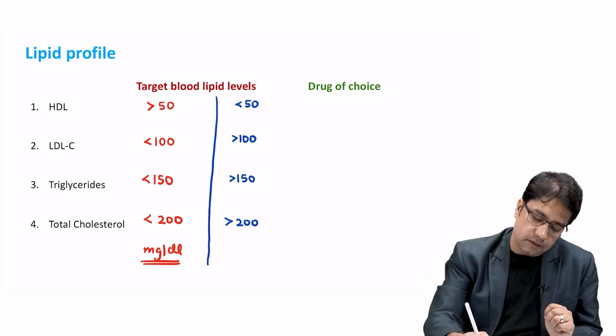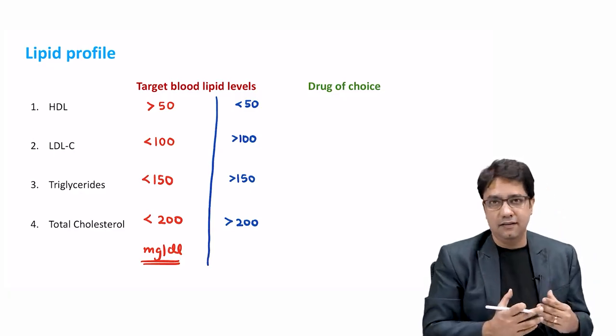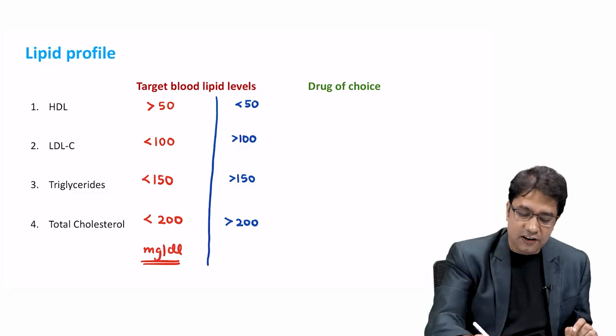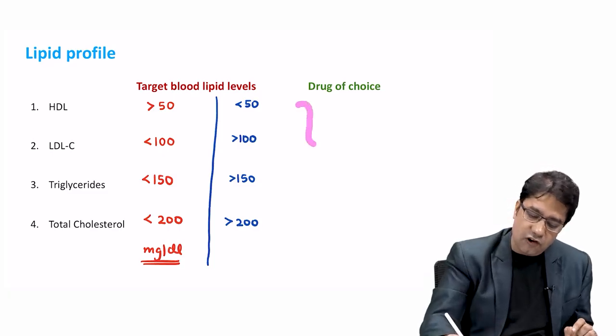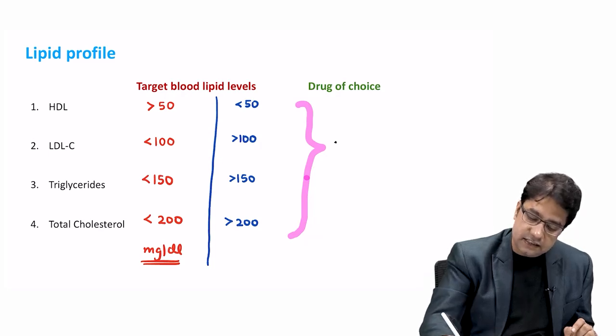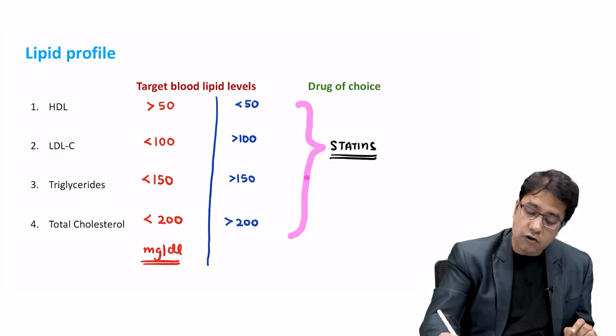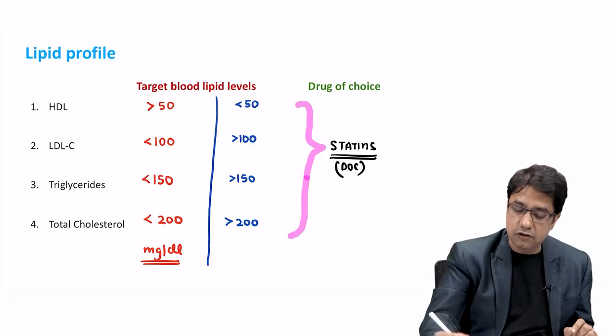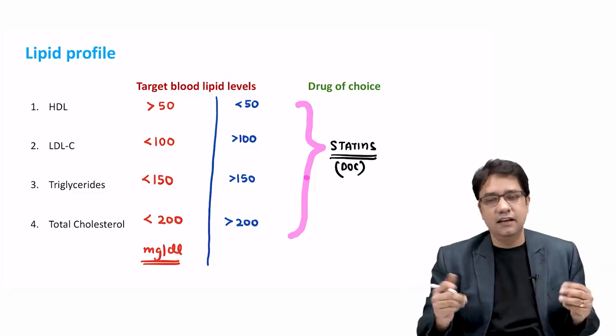In this case, we will start to give a drug, and the drug of choice for all cases, the first drug you will start, is statins. So statins are the drug of choice. In all cases, the first drug to be started is a statin, rosuvastatin or atorvastatin.